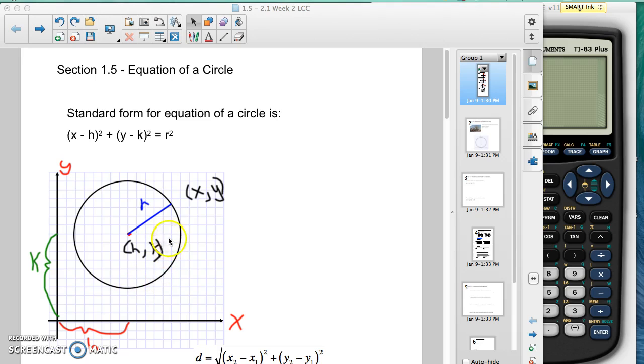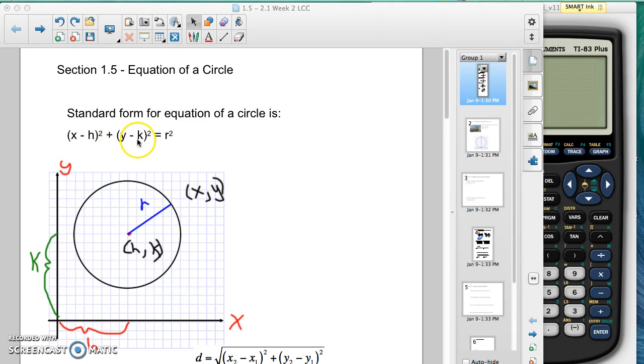What I've done here is I've drawn a generic circle with a center of h and k, with a radius of r, and a point on the circle is x and y. So as you travel around, it's some x and y value. The distance h is the distance from 0 to 0 on the x-axis, and the distance k is the distance along the y-axis vertically.